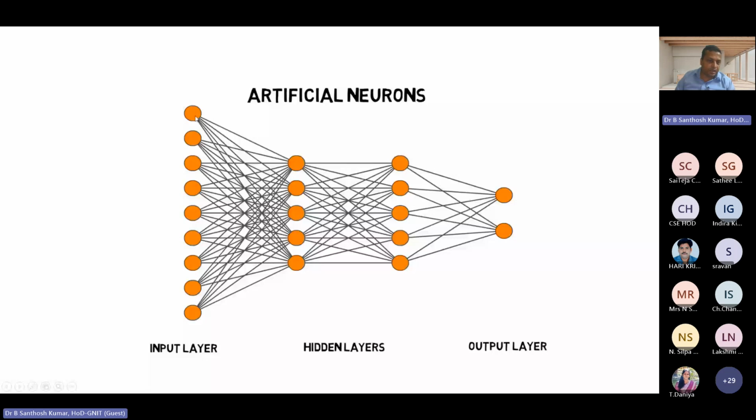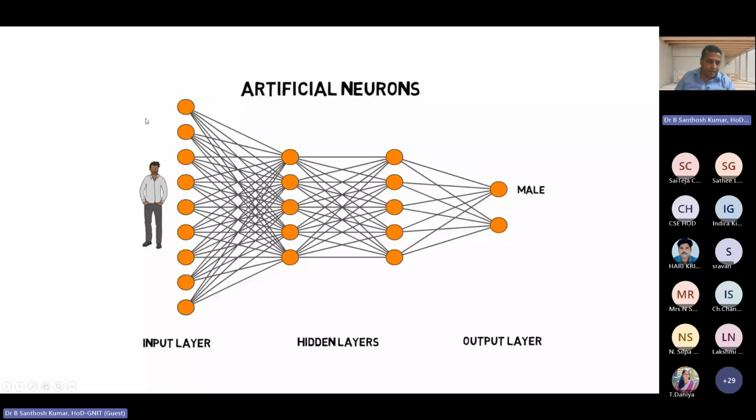Suppose in the input I'm giving a male image. This image is converted into n number of pixels, and the pixels are applied to the input layer. Here the weight is given, and the bias value is also given. According to that, it will multiply. Finally, suppose I want male, then this value should be equal to 1 and this value should be equal to 0. Then only are my predictions good. Normally, in prediction we can go with 90 percent, so the maximum value should be above 90, and the next value should be below 10. Then only are our predictions correct.